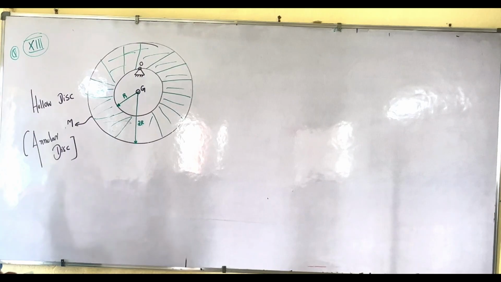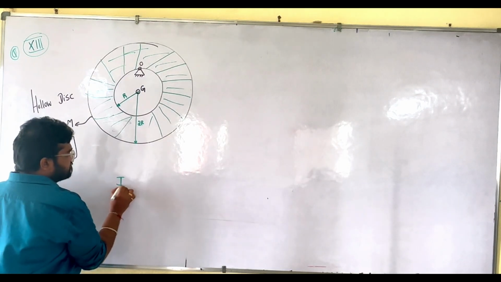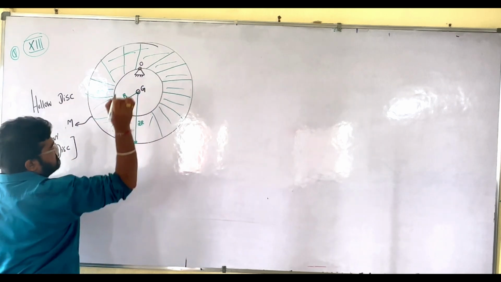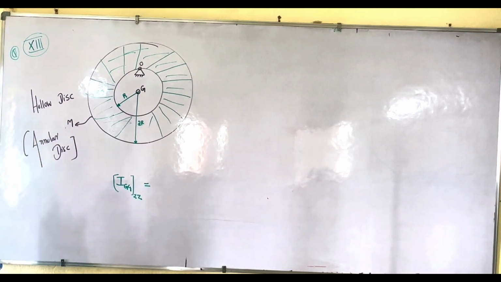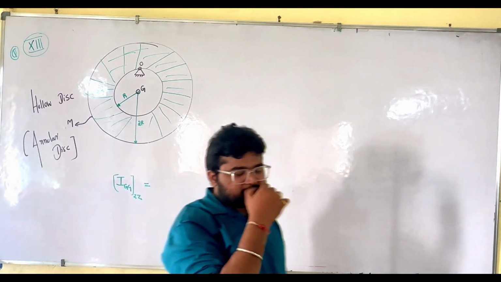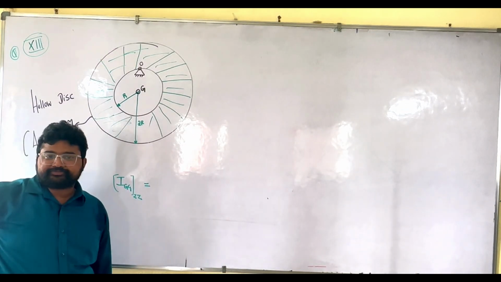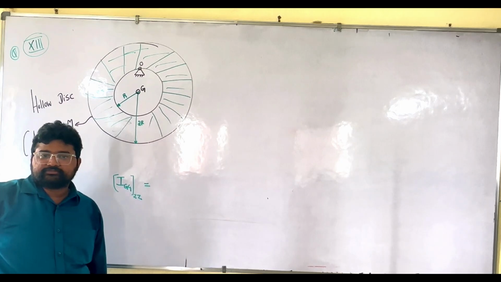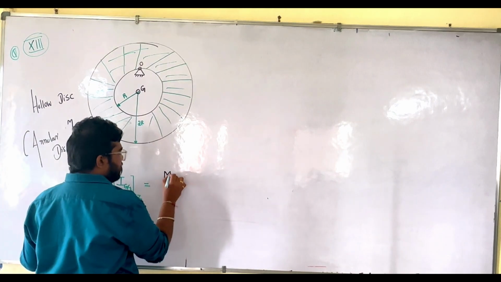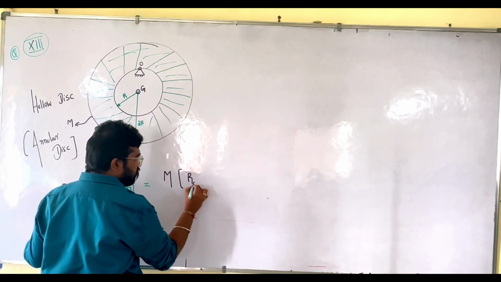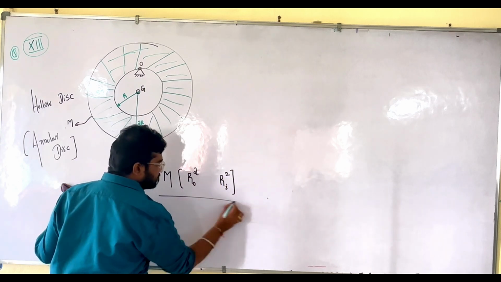We need to discuss what is the mass moment of inertia of the annular disc. Tell me, I_GG equal to how much? About the z-axis. Mass moment of inertia of the annular disc about the z-axis: M into outer radius square, and inner radius square, by how much is obtained?